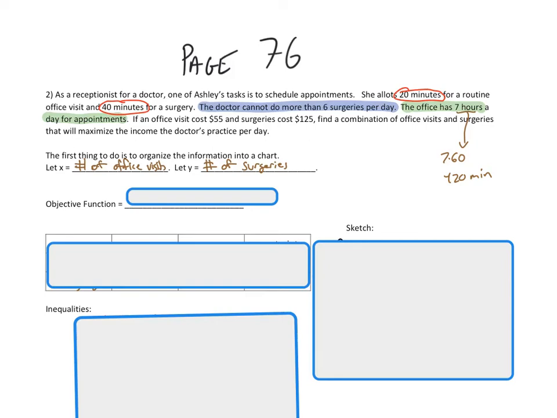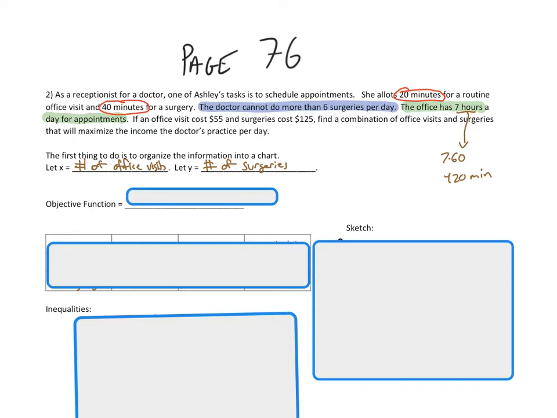Hey, Algebra 2. So I wanted to talk through the problem on page 76 in case you wanted to have a chance to go through another problem here. So we've got a receptionist for a doctor, Ashley, and her job is to schedule appointments. She has 20 minutes for a routine visit and 40 for a surgery. The doctor can't do more than 6 surgeries per day, and the office has 7 hours a day for appointments. If an office visit costs $55, surgeries cost $125. We want to find a combination of office visits and surgeries to maximize income.